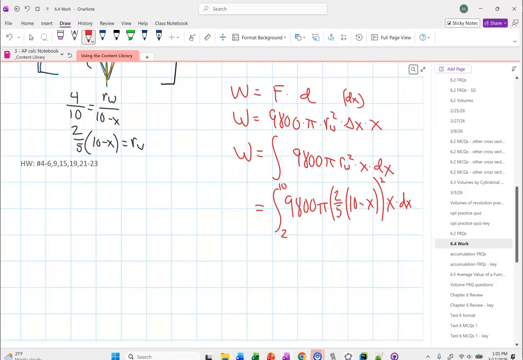Sunday's problem set is 6.4 and 6.5. Next class we'll have the take-home test problems due, and we'll do some accumulation practice, AP style accumulation practice. And then on Tuesday next week we'll take the test 6. Does that feel okay?